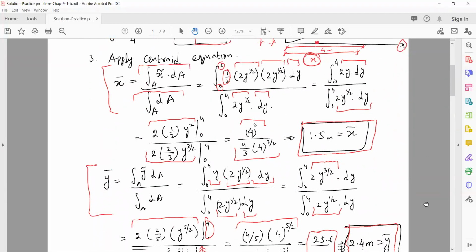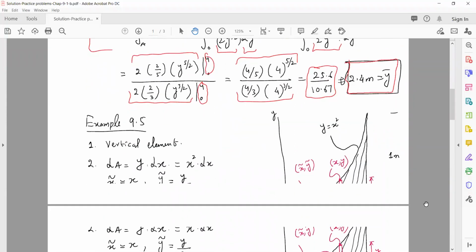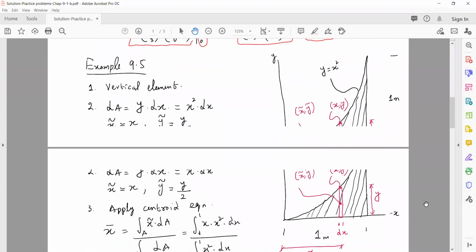Now next we are going to do two problems. One, the same problem, first with the vertical element and then with the horizontal element, just to make sure that we know that whichever method we follow will have the same answer, right? Either we follow the vertical element or the horizontal element method, but we'll get the same answer. So this is example 9.5 of your book.